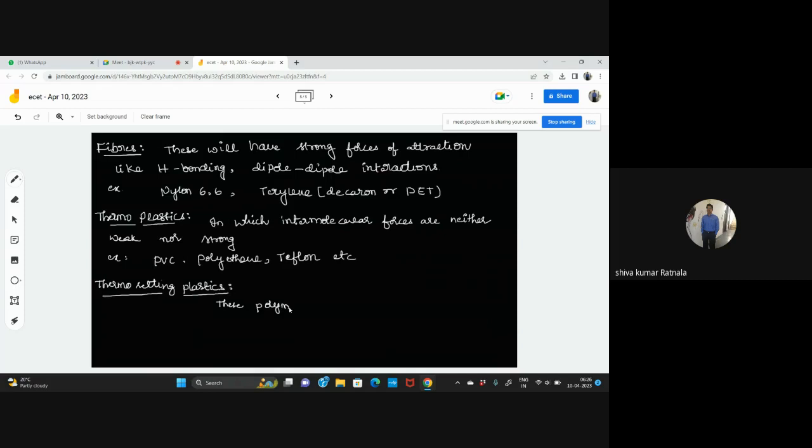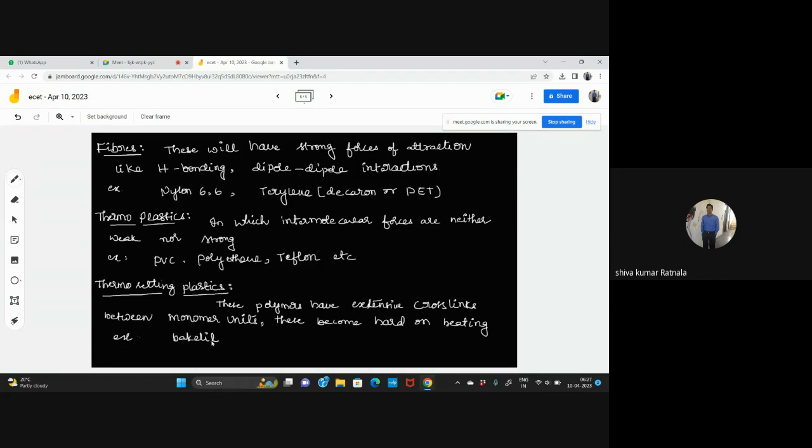These polymers have extensive cross links between monomer units, and they become hard on heating. Examples are Bakelite and urea formaldehyde resin.